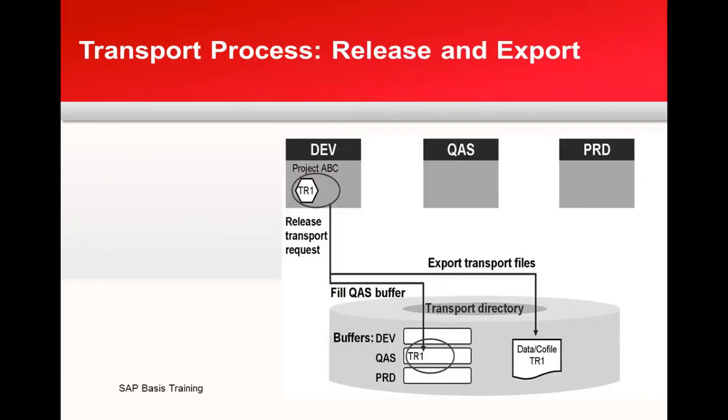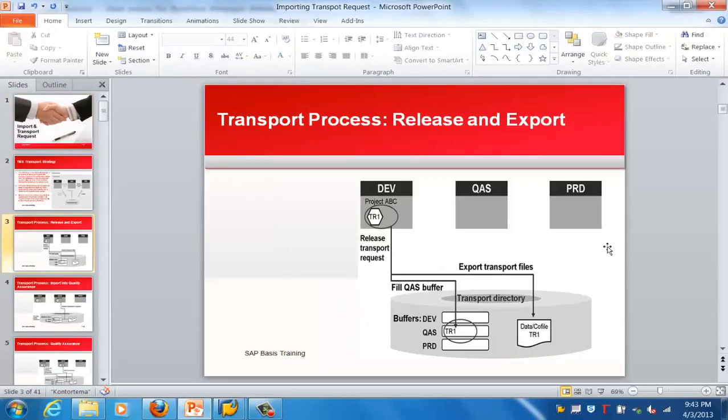Here you can see the release and export process. You have a transport, and you release that transport request. Then the transport request goes to the buffer of QAS, and you can find there will be a data file and cofile for TR1. So that is basically the release and export process. The transport is created in your dev system.